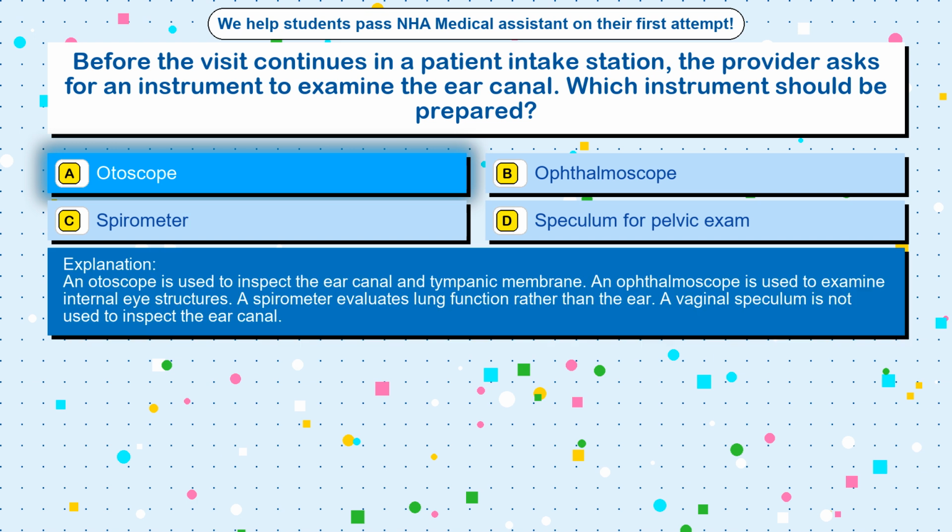An otoscope is used to inspect the ear canal and tympanic membrane. An ophthalmoscope is used to examine internal eye structures. A spirometer evaluates lung function rather than the ear. A vaginal speculum is not used to inspect the ear canal.